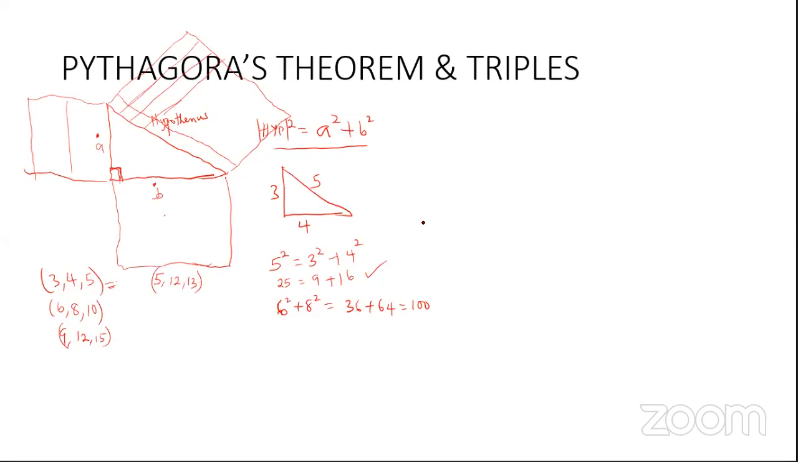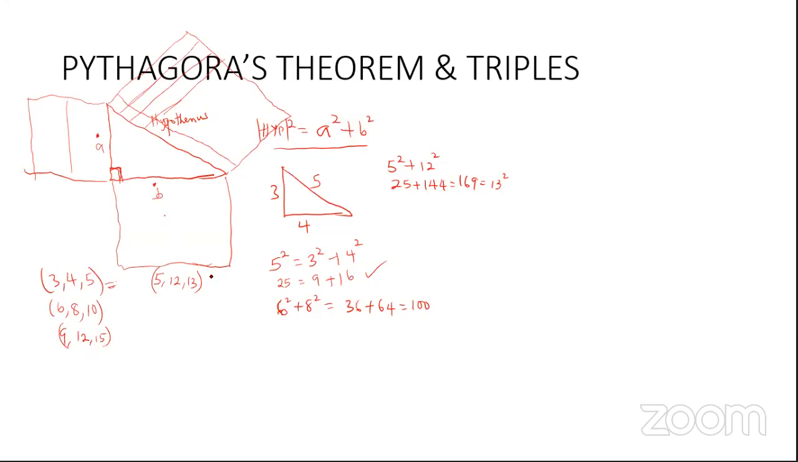5, 12, and 13. Can we establish that? 5 squared plus 12 squared. 5 squared will give us 25. 25 plus 12 squared, 144. And that will give us 169, which is the same thing as 13 squared. So as a result, 5, 12, 13 is also a Pythagorean triplet.